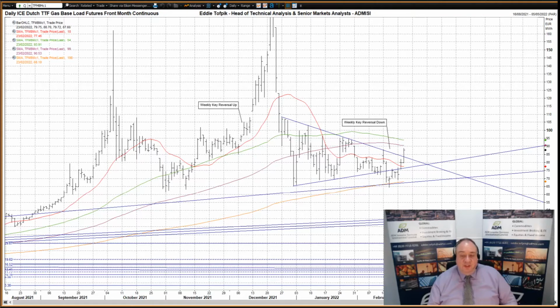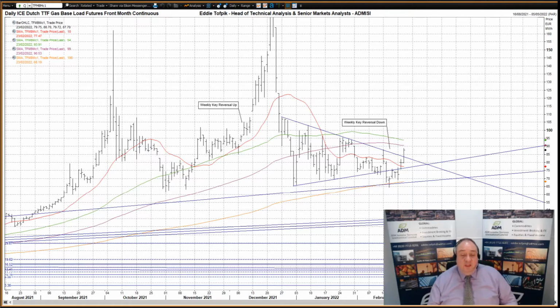Finally, a really interesting one to us individually here in Europe. It is the ICE Dutch TTF gas baseload futures. We had a weekly key reversal down last week, the first one for 2022. What is interesting about this action is that since the big spike up back in December 2021, we've seen prices travel along a sideways triangle until last week, when the market closed very close to the apex of the triangle. Prices closed below it with a weekly key reversal down.